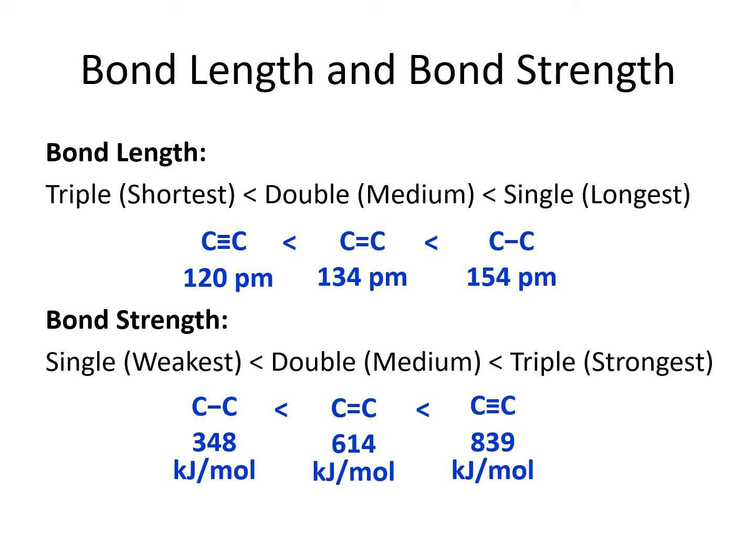The single bond is the weakest and easiest to break. It only requires 348 kilojoules per mole to break the single carbon-carbon bond. The double bond requires 614 kilojoules per mole, and the triple bond requires 839 kilojoules per mole.